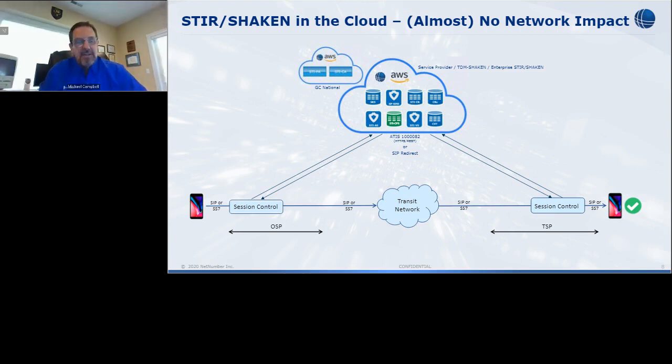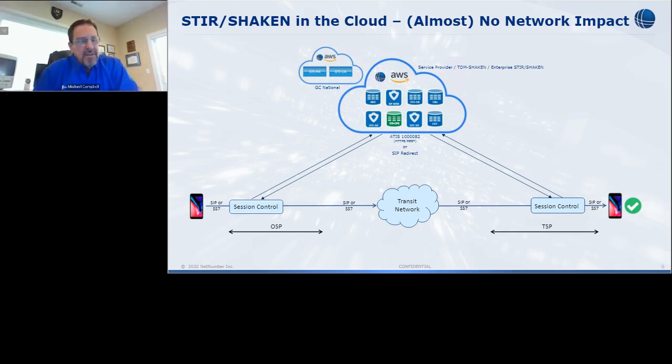ATIS has kindly given us a standardized interface for this, ATIS 1000082. I suppose I should probably call that 1,000,082, but most people seem to say it as 10,082. They've given us the ATIS 10,082 interface that allows the session control elements in your network to just access the cloud directly and essentially have all of this STIR/SHAKEN processing, all of that complexity, taken care of by the cloud. This is, as I say, almost no network impact.